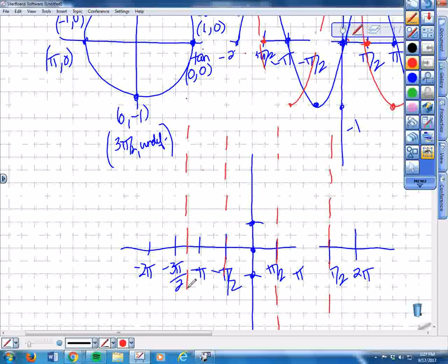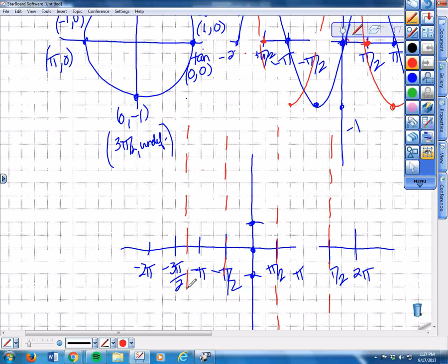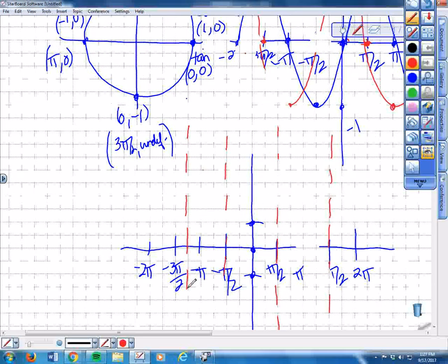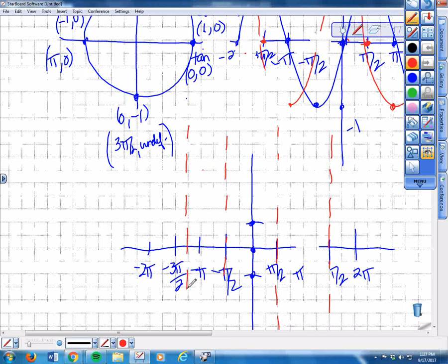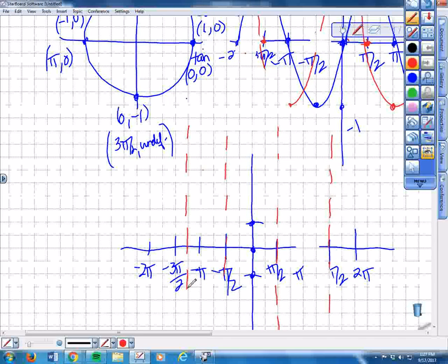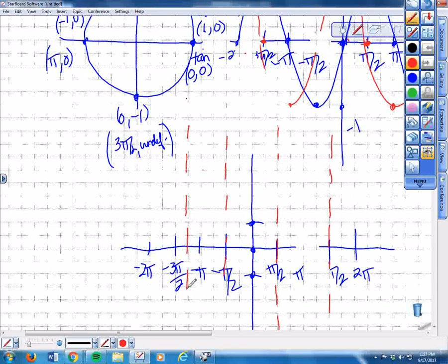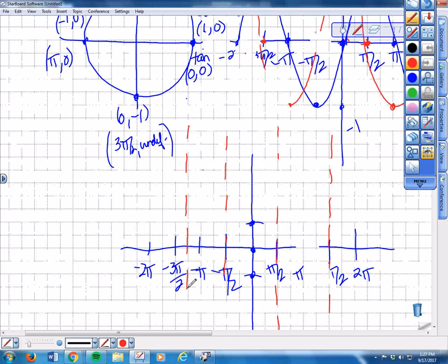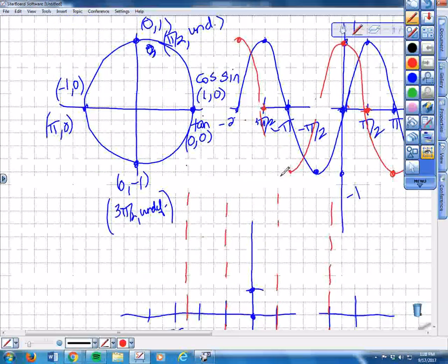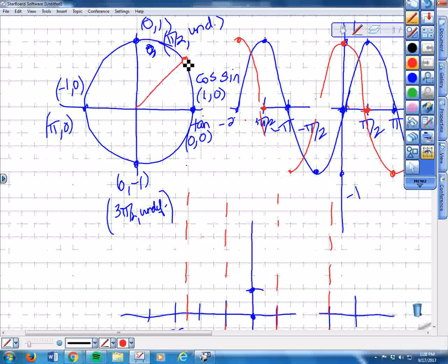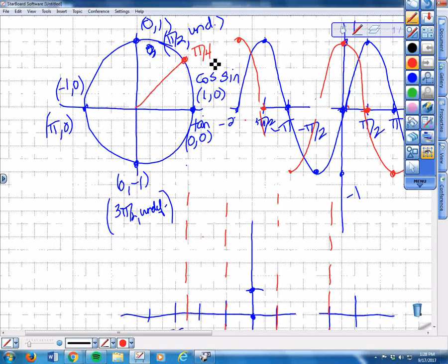They both have to, one divided by the other has to be 1, so they both have to be the same value. What angle are sine and cosine exactly the same? 45 degrees, right? Square root of 2 over 2 for both. So at 45 degrees, tangent is 1. So this is pi over 4, right?